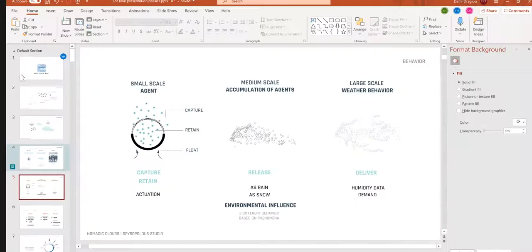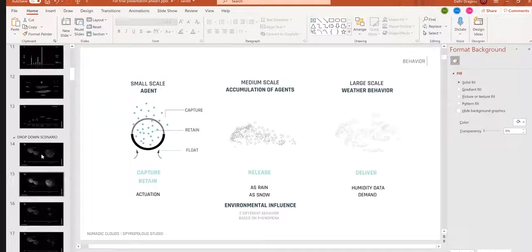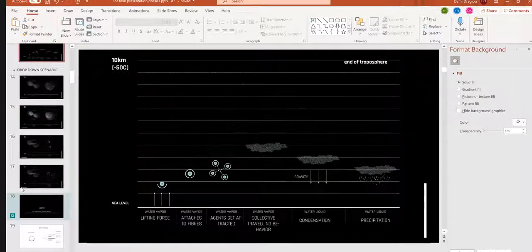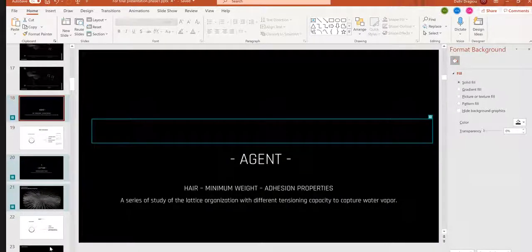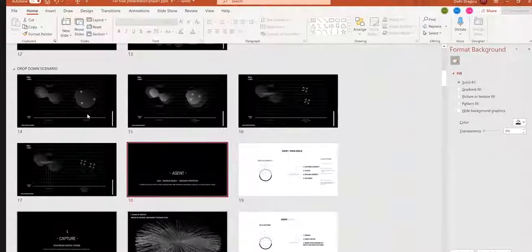So firstly, we have all this initial research that we will put together, and just put it in thumbnails, so it's a little bit easier to see the whole thing. Yeah. Okay.